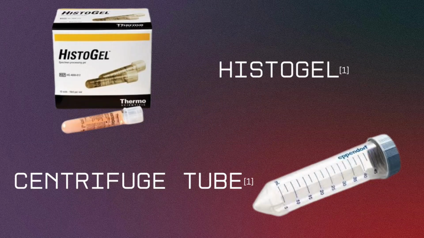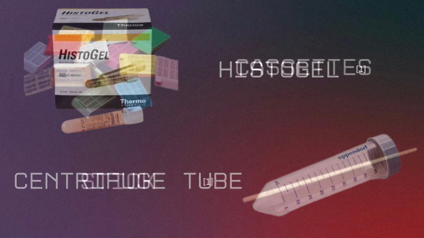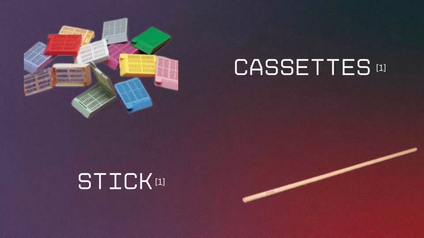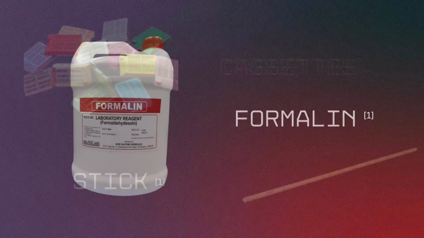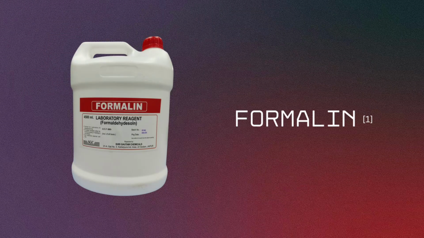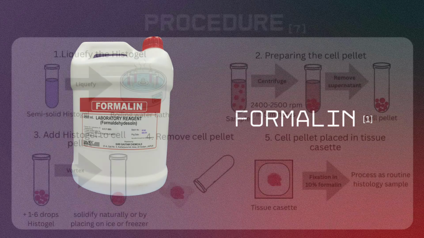The first one is histogel, which is an embedding gel. It is solid at room temperature, and when warmed or heated, it turns into liquid. The next one is the centrifuge tube, which we use to concentrate cells from fluid specimens. Next is the tissue cassette, which holds the solidified histogel. Next one is the applicator stick, which we use to mix, position, and transfer solidified histogel from the tube to the cassette. And the last one is formalin, which we use to fix the histogel block to ensure long-term preservation and also good staining quality.